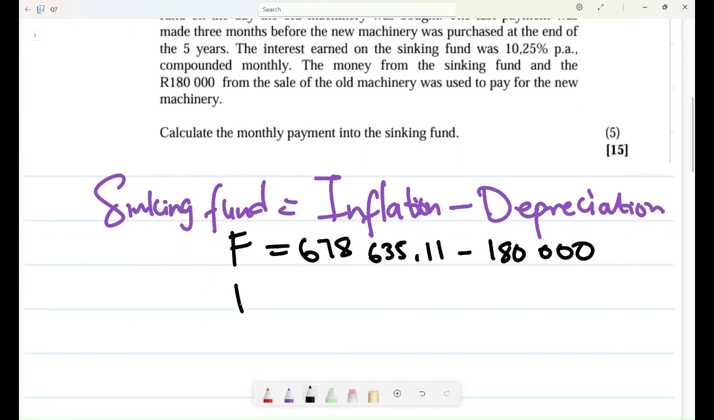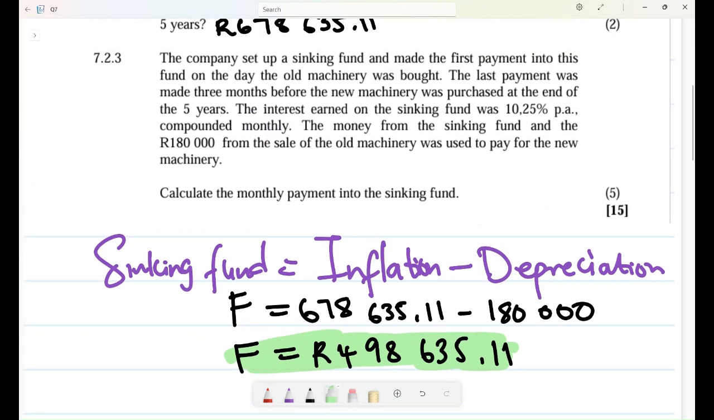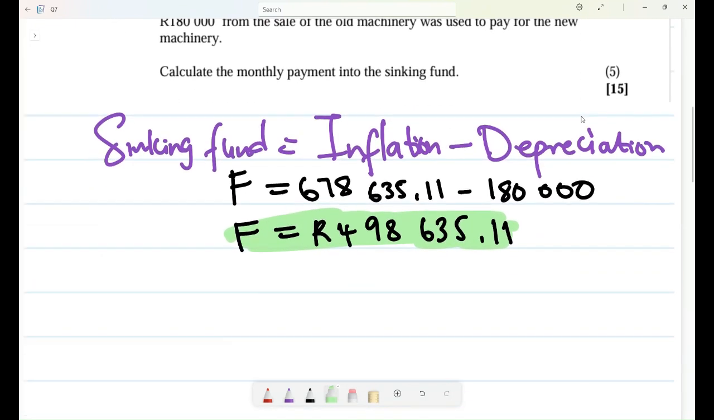All right. Therefore, my F, which is my future value, which is my sinking fund, will be 498,000, rather 635 comma 11. This is my future value. This is the money that I need to save up for each and every month because we are compounding monthly, right? Let me come to another part.